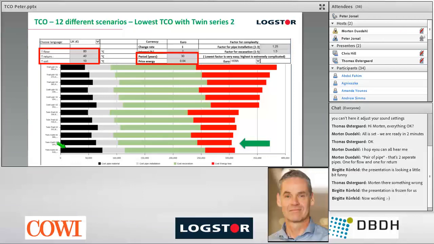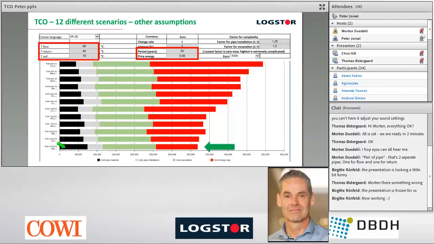But when you do these calculations and you have decided your model for the calculation, you should always do a sensitivity analysis on the assumptions. That is what I have done on the next slide. Here I have done again a total cost of ownership calculation for 12 different scenarios, but with some other assumptions. The assumptions that I have changed are the period of years, changed to 50 years, and the price of energy. With these changed assumptions, it's twin pipe CS3 with diffusion barrier that will be the right choice of pipe system. So when you have the model, that is actually the advice: do different sensitivity analyses on the assumptions to see what effect they have on the calculation.